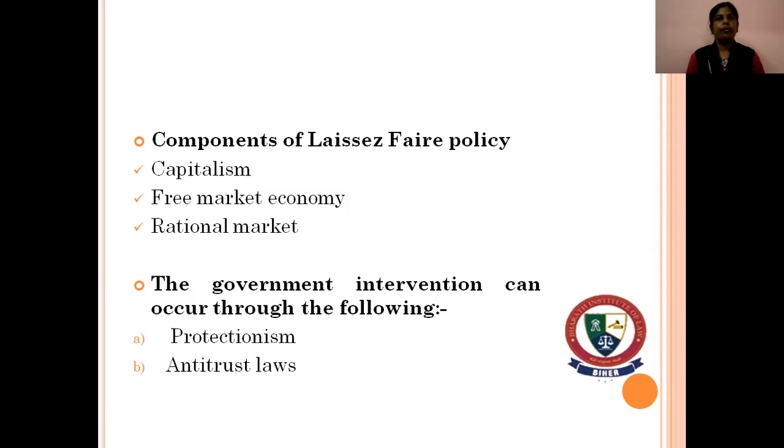This is very helpful and very motivating for the businessman to do some innovative things in the market. So this is the second thing, the free market economy. Every product is produced depending upon the necessity, that is, upon the demand. The supply will be there, and the price will also be fixed based upon that.